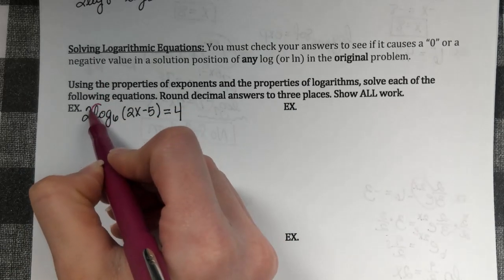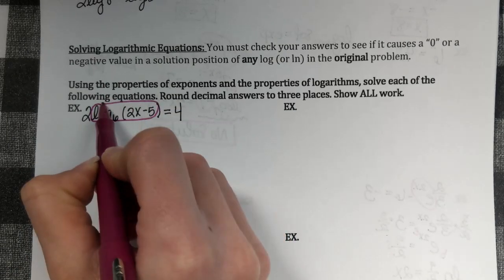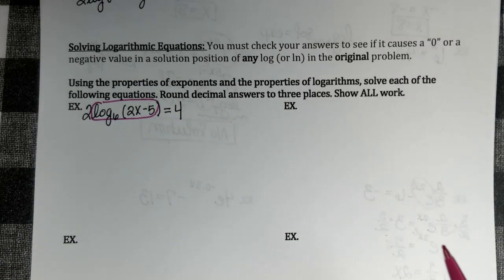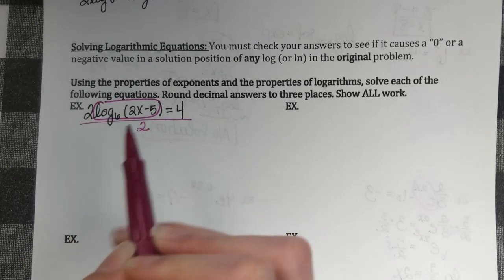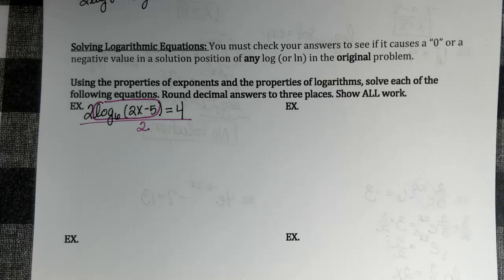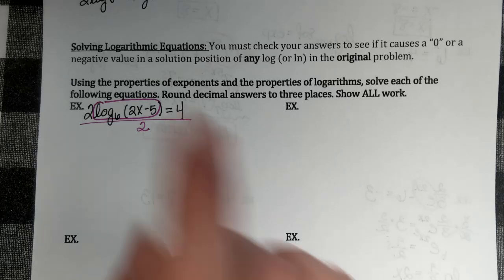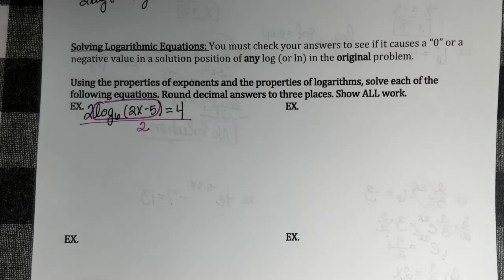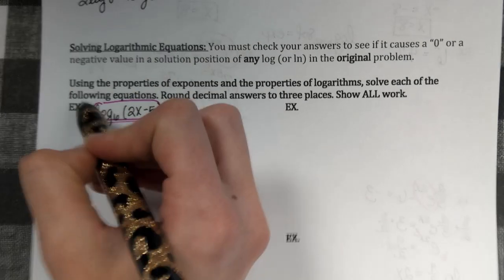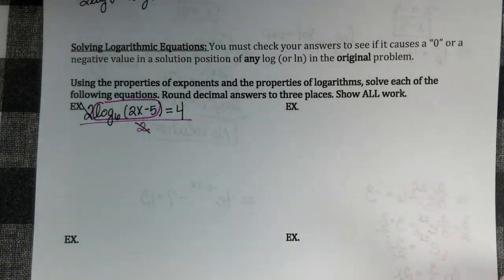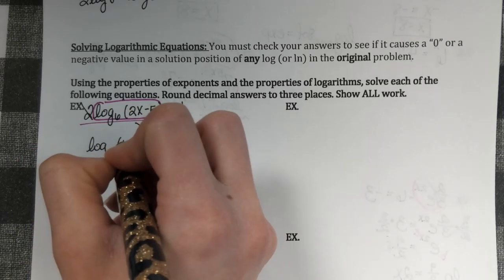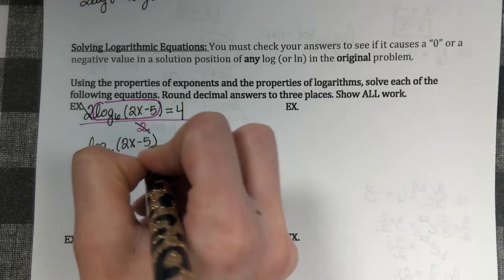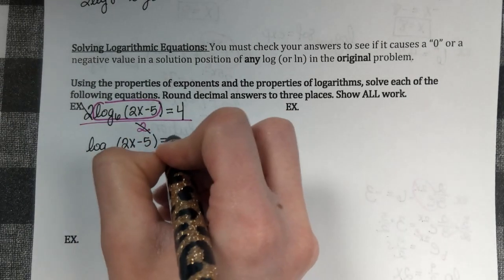I want this log base 6 of 2x minus 5 by itself. So I'm going to divide everything by 2. When I say I divide everything, that just means the left side and the right side. What is inside parentheses will never change. So you dividing by 2 just cancels out that coefficient. And that leaves me with log base 6 of 2x minus 5 equals 4 divided by 2 is 2.